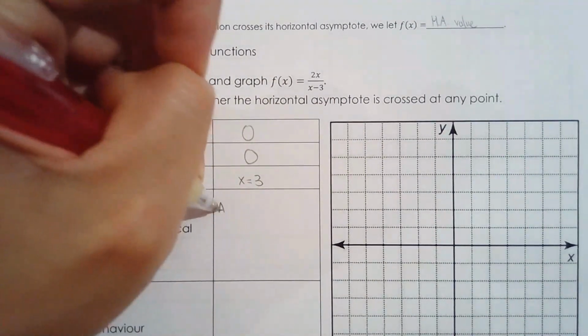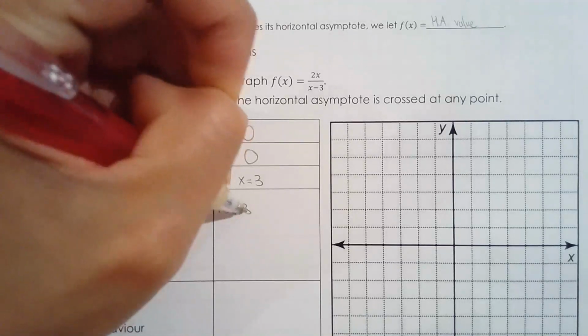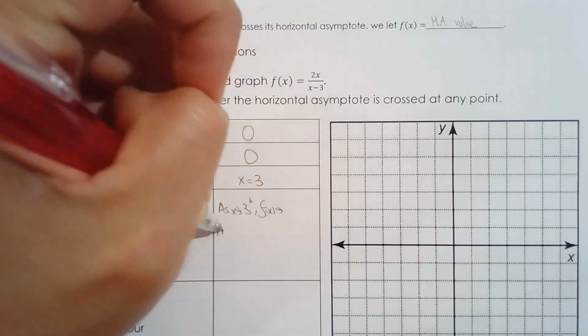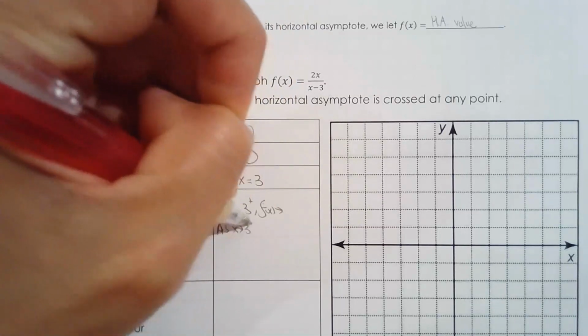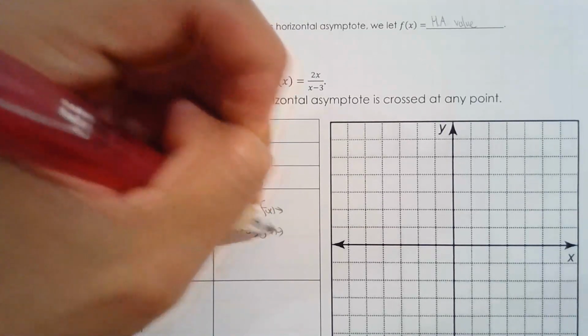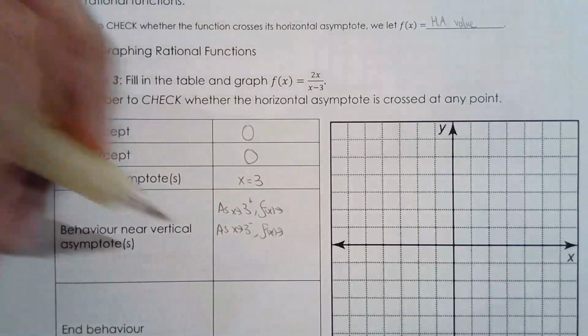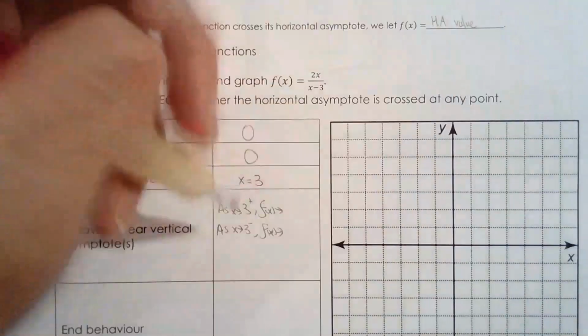Behavior at your vertical asymptote: as x approaches 3 from the right, f of x approaches what? As x approaches 3 from the left, f of x approaches what? I can look at the equation and tell you the answer, but you know what? I'm going to do what I did before. I'm going to graph it, and we're going to come back to this.